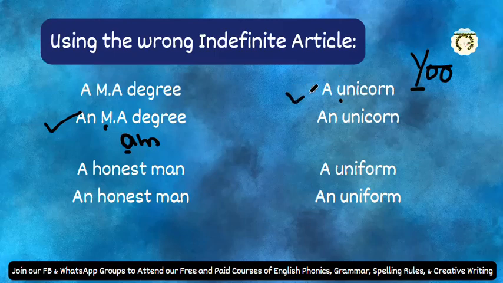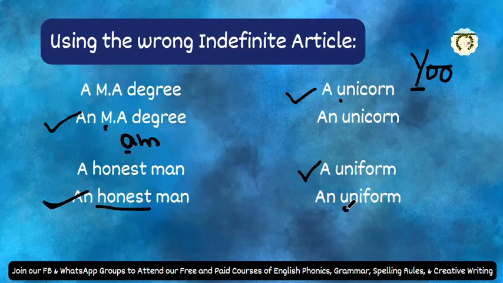This is why we write a unicorn. We follow the sound that is coming out from our mouth, not the letter written here, right? Now the word is honest. H is silent, so it starts with a vowel sound: an honest man, not a honest. Uniform. Again, we have the y sound, so a uniform, not an uniform.